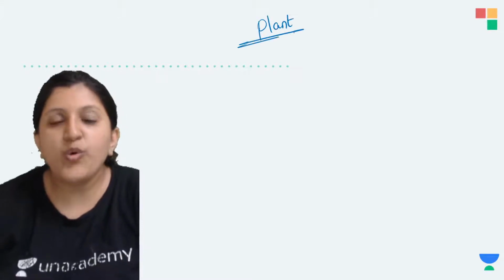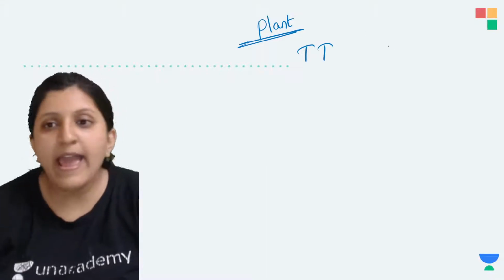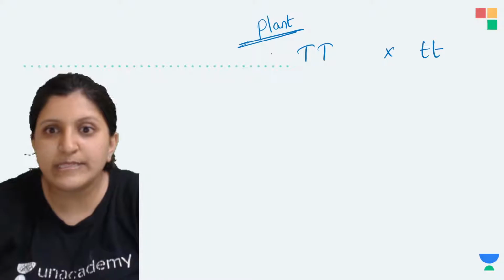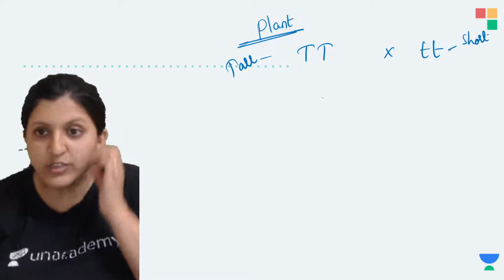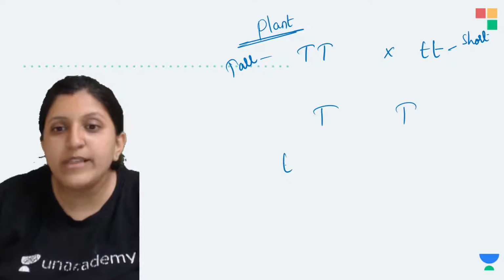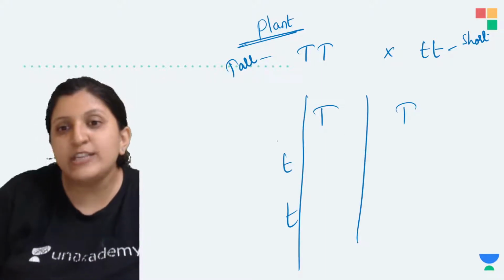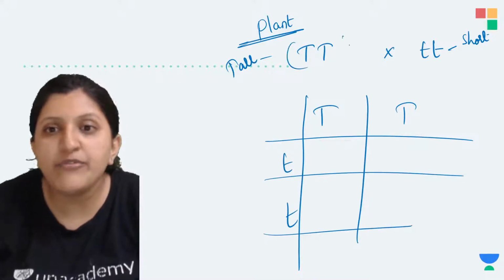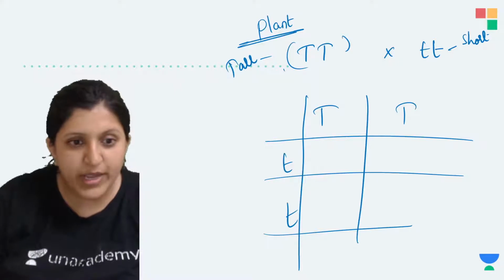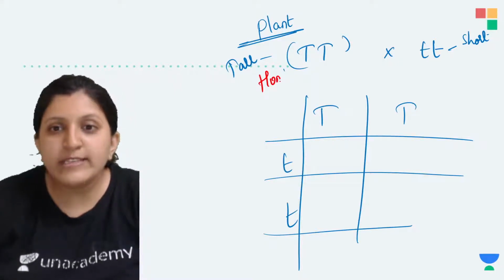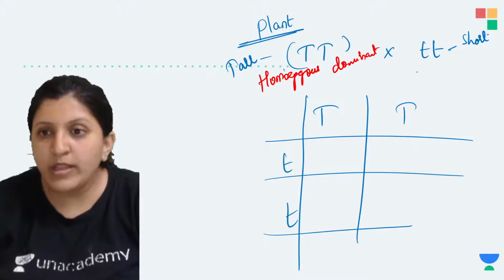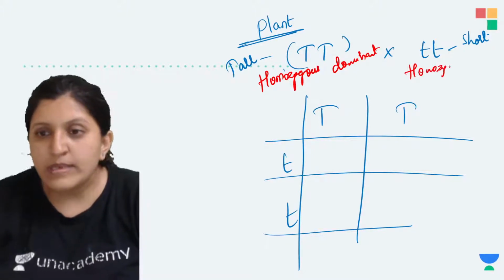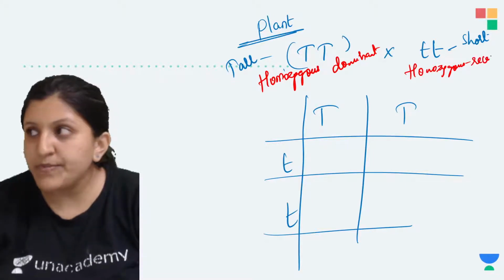Let's say there is a plant. We are taking one tall plant and one dwarf plant. One is basically a tall plant, and this one is a short, dwarf plant. If we put up a Punnett square, there is a possibility that we would get the homozygous dominant. Let me just write it. So this one is homozygous dominant, and the other one here is homozygous recessive.